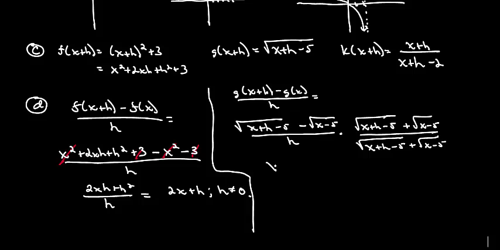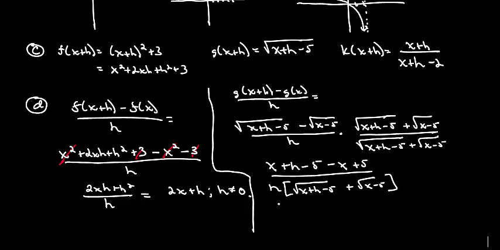Okay, so here's what that gives us. It gives us on the top x plus h minus 5 minus x plus 5. And the bottom it gives us h times the square root of x plus h minus 5 plus the square root of x minus 5. And so on the top, all we're left with is just h. And so these guys cancel out here, and so your final answer is 1 over the square root of x plus h minus 5 plus the square root of x minus 5.